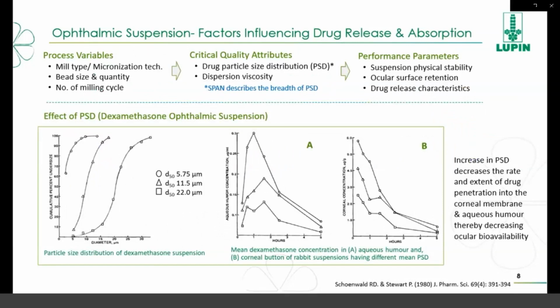In case of ophthalmic suspension, the two most important quality attributes are the drug particle size distribution and dispersion viscosity. These two parameters are to a great extent influenced by the process variables employed, like the mill type or the micronization technique selected, bead size and the quantity of beads employed, and the number of milling cycles required to achieve the desired particle size distribution. These two quality attributes also influence the in vivo performance of the suspension in terms of the ocular surface retention, drug release characteristics into the tear fluid, and the partitioning of the molecule into the corneal membrane.